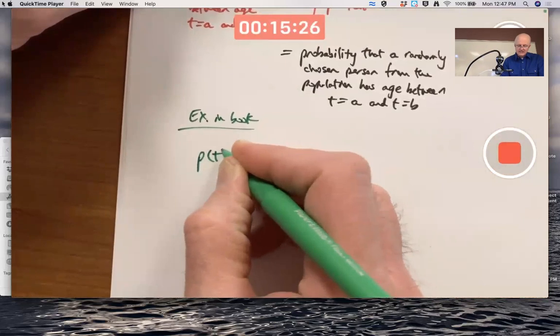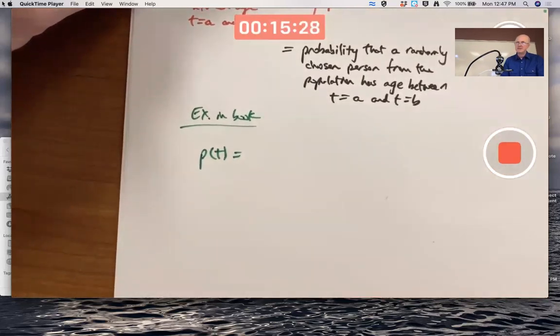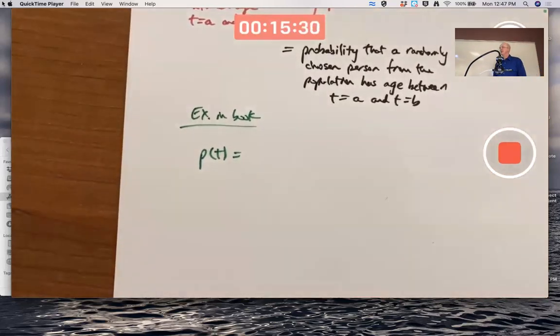What's a formula for this PDF, this probability density function? It's a piecewise formula. Piecewise formulas are very, very useful, actually, especially in probability and statistics. They occur all the time, actually.